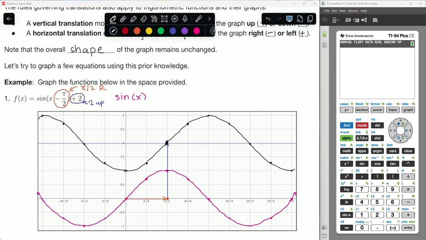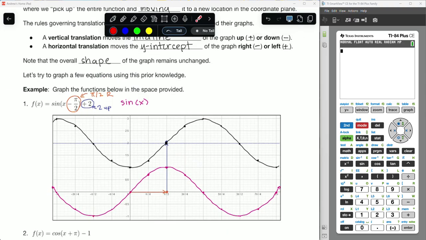And you'll notice it looks like the same shape, but I can see the peak has gone forward pi over 2, up 2. The y-intercept has gone forward pi over 2, up 2. This point has gone forward pi over 2, up 2. The shape is the same, we've simply picked it up and slid it.